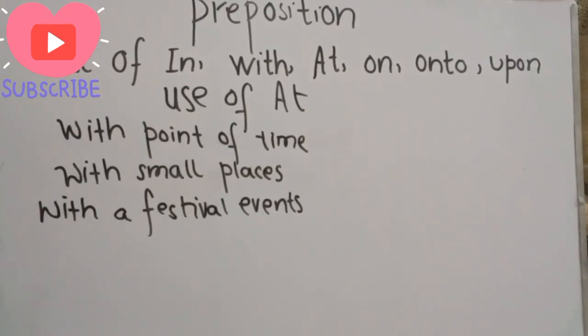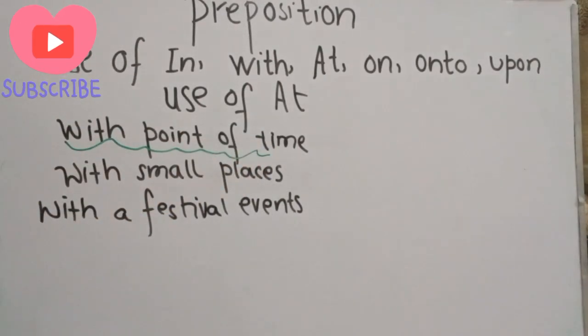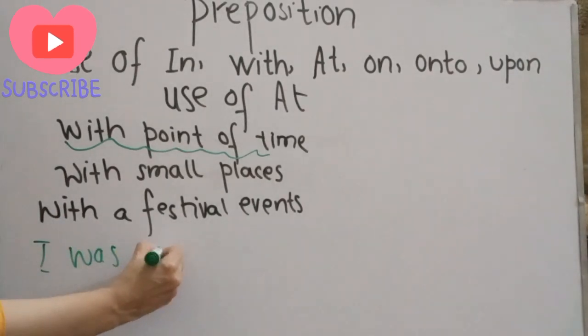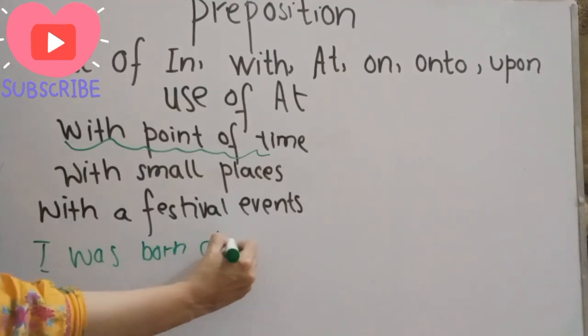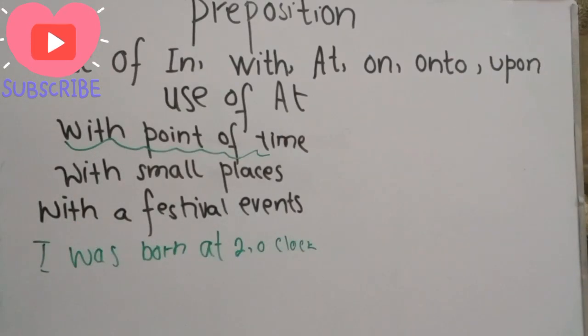Now I'm going to tell you first about at with point of time. If I say I was born at 2 o'clock, it is a specific point of time. Some students get confused between in and at. The use of at is for a specific time. 2 o'clock is a specific time.